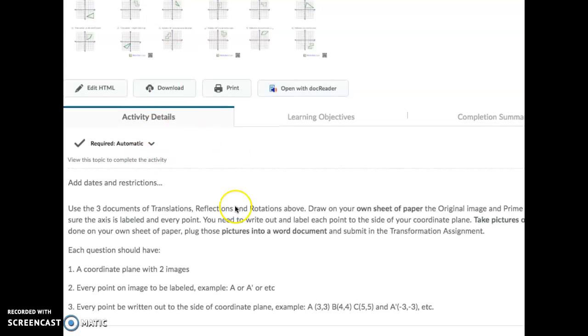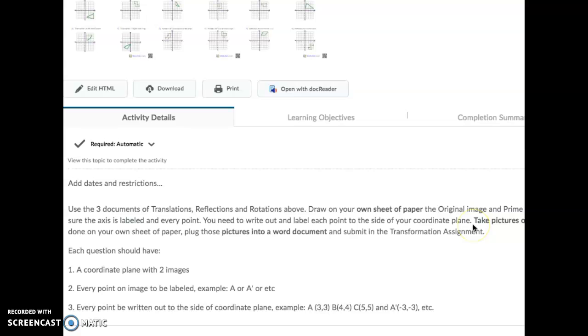And so down here as well, what they'll do is they'll take pictures of their work and then plug it into a Word document on a computer, and then that's how they'll submit it into the transformation assignment. And so I have that said down here.